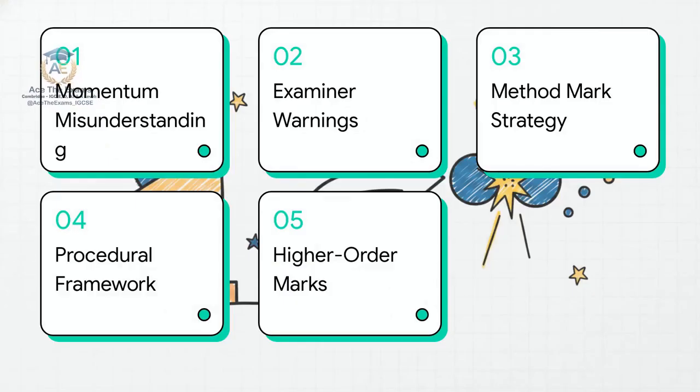All right, here is our menu for today's audit. We'll cover 1. The momentum misunderstanding. 2. Top 3 examiner warnings. 3. The method mark strategy. 4. The procedural framework. And finally, number 5, securing higher order marks.